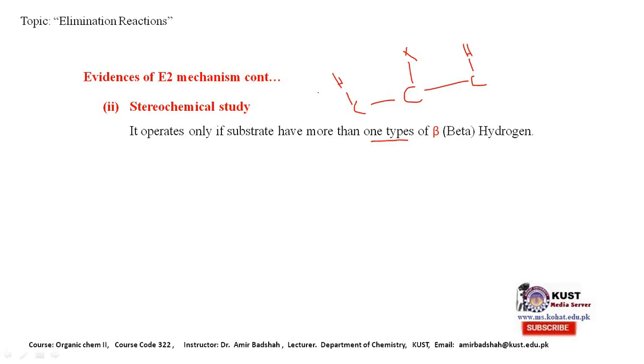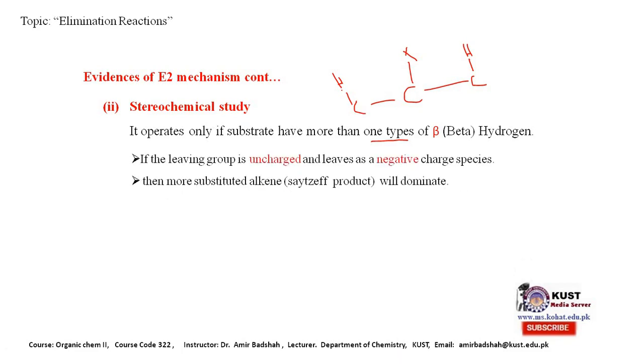Then in that case stereochemical study will be involved, that along with this leaving group this hydrogen will be abstracted, or this hydrogen will be abstracted. So it depends upon the nature of the leaving group. If the leaving group is uncharged, when this nucleofuge is attached with the carbon it remains neutral, like here it has no charge, and when it leaves, it leaves as a negative charge. Here for example, if it leaves, negative charge will appear on it.